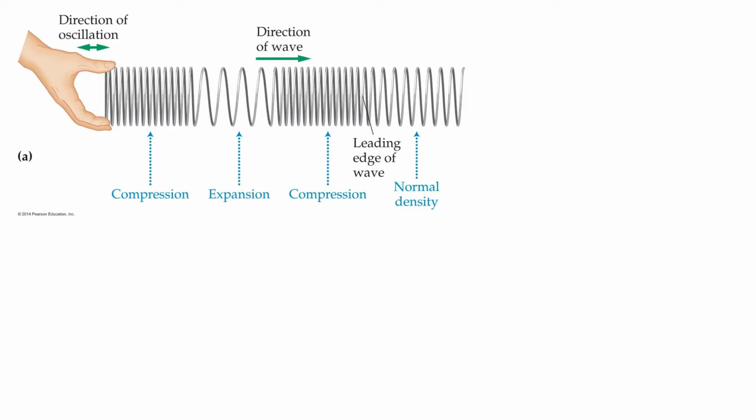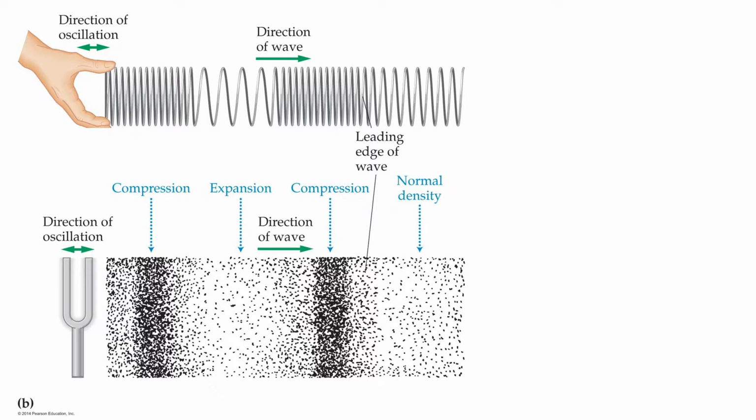The picture that we're going to use to understand sound waves is a slinky moving back and forth, where we're moving our hand forward and backward along the direction of the slinky, which creates a longitudinal wave. And we know that as I move my hand back and forth, it's going to create compressions and expansions of the coils in that slinky. And the same thing happens when I create a sound wave.